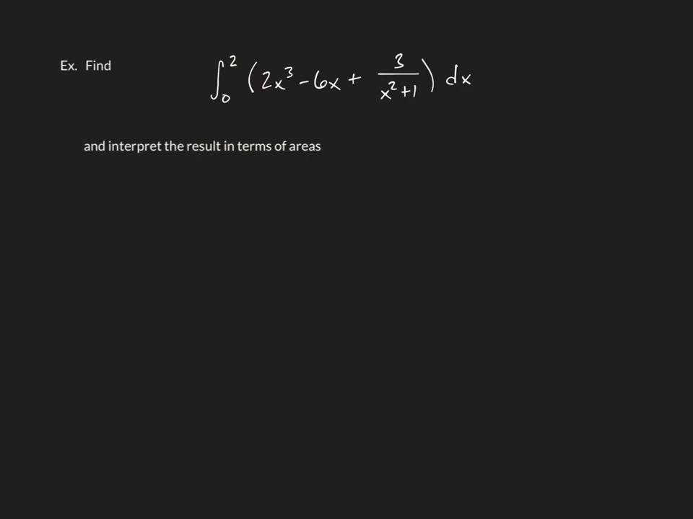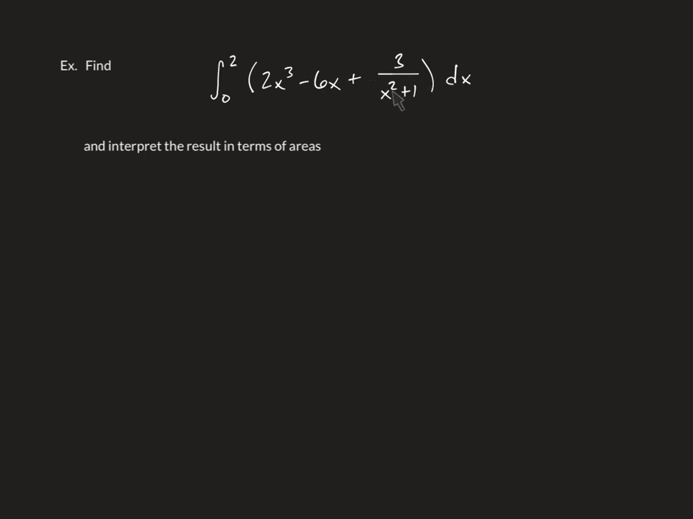All right, our second example, looking a little bit more complicated. This is a definite integral, but we're going to start dealing with some more complex functions here. So then we're going to have to interpret the result of this integral in terms of areas. So the first thing I'm going to do is take the antiderivative of each of these individual terms. So that first term is a reverse power rule. The second term here is also a reverse power rule.